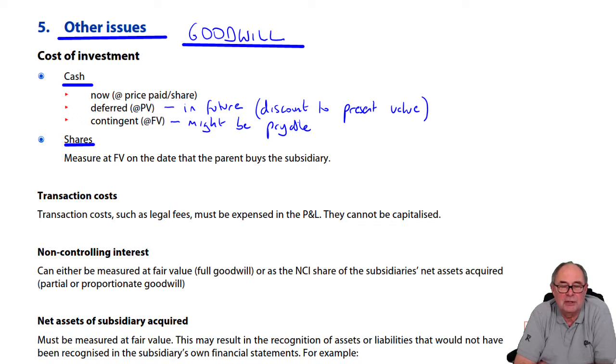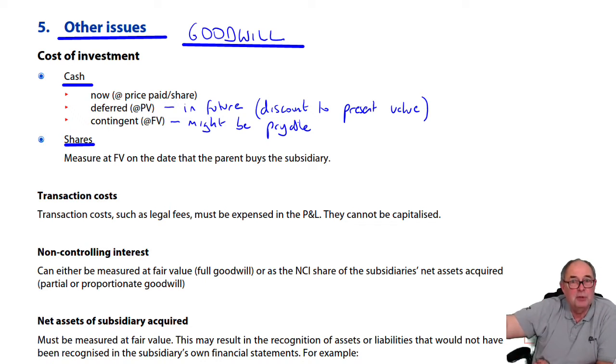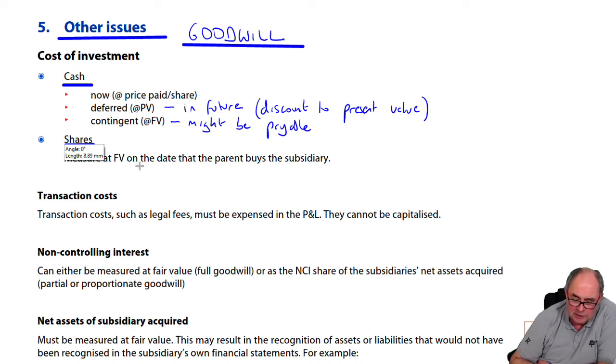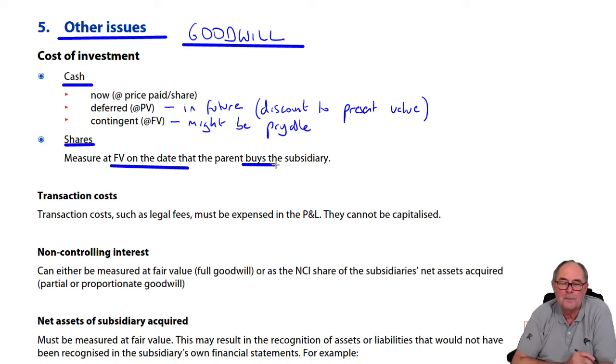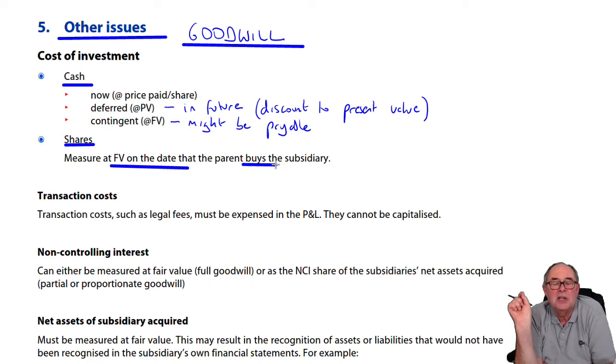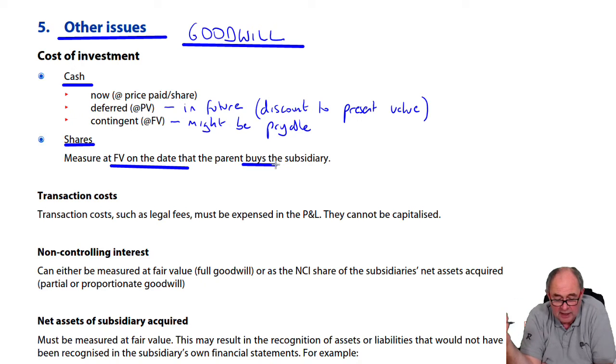So cash consideration, fairly straightforward. If you're paying in shares, which is very common, remember what you're doing there is you're issuing shares to the person that used to own the subsidiary. Again, we would measure that share consideration on the date that we actually take control. It's fixed at that date, so they always use that share price. It never ever changes. So you look at the share price of the parent company on the date those shares are issued.